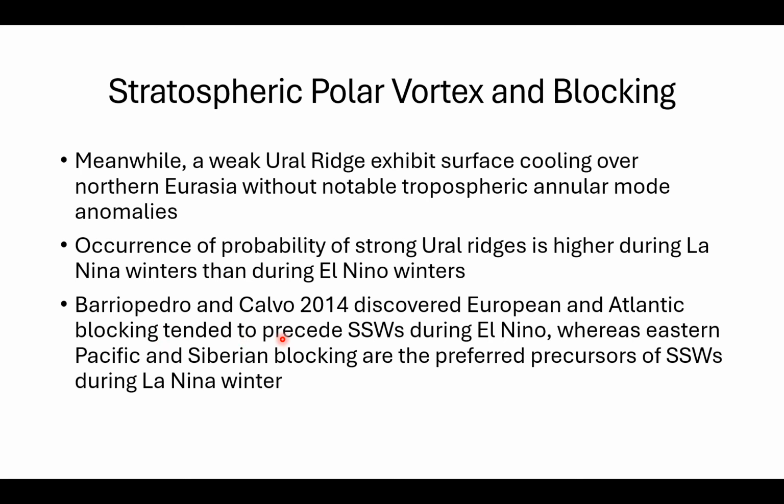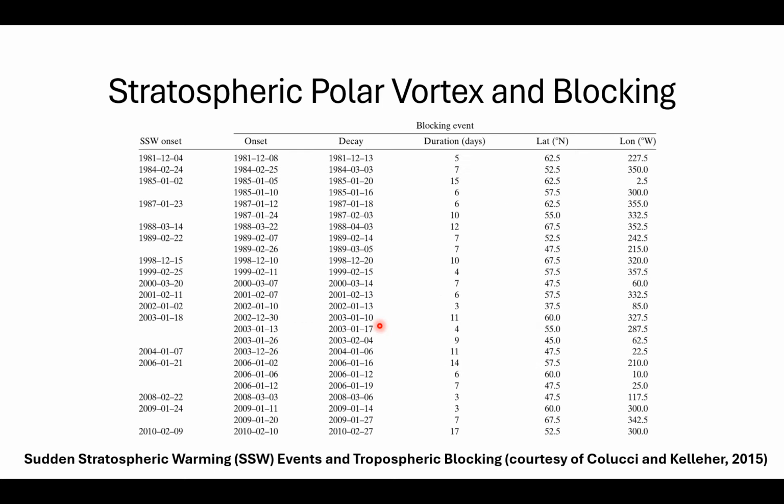Barriopedro and Calvo in 2014, in their paper, discovered that European and Atlantic blocking tend to precede sudden stratospheric warming events during El Nino, whereas Eastern Pacific and Siberian blocking are the preferred precursors of sudden stratospheric warmings during La Nina winters. So here it is again, the difference in the ENSO phase and its role on blocking patterns. Here's an example of stratospheric polar vortex and blocking.